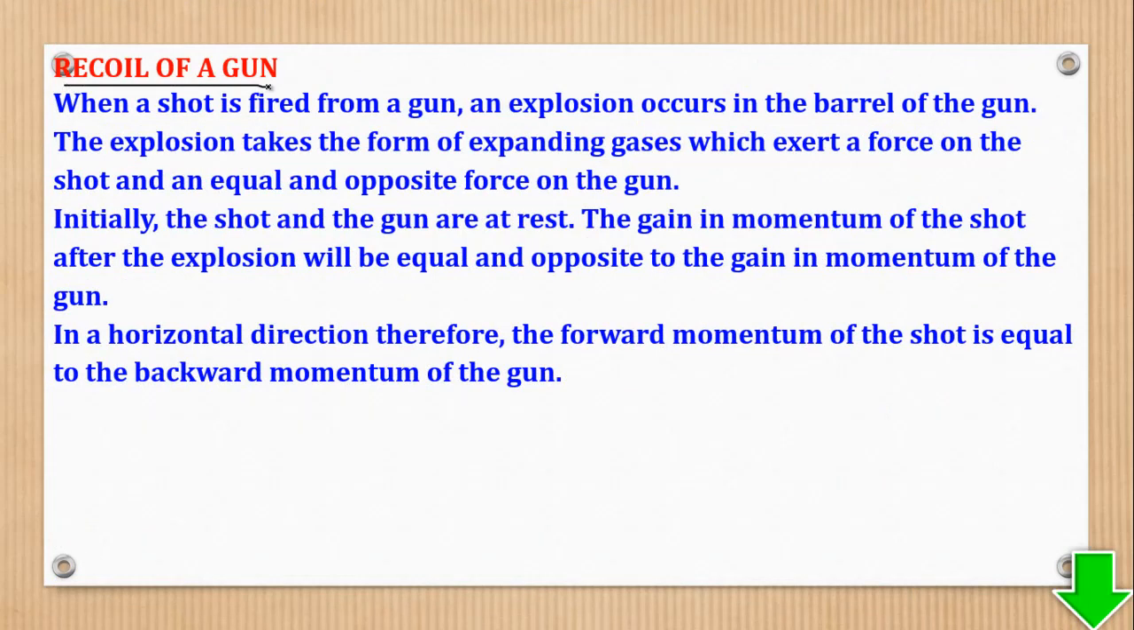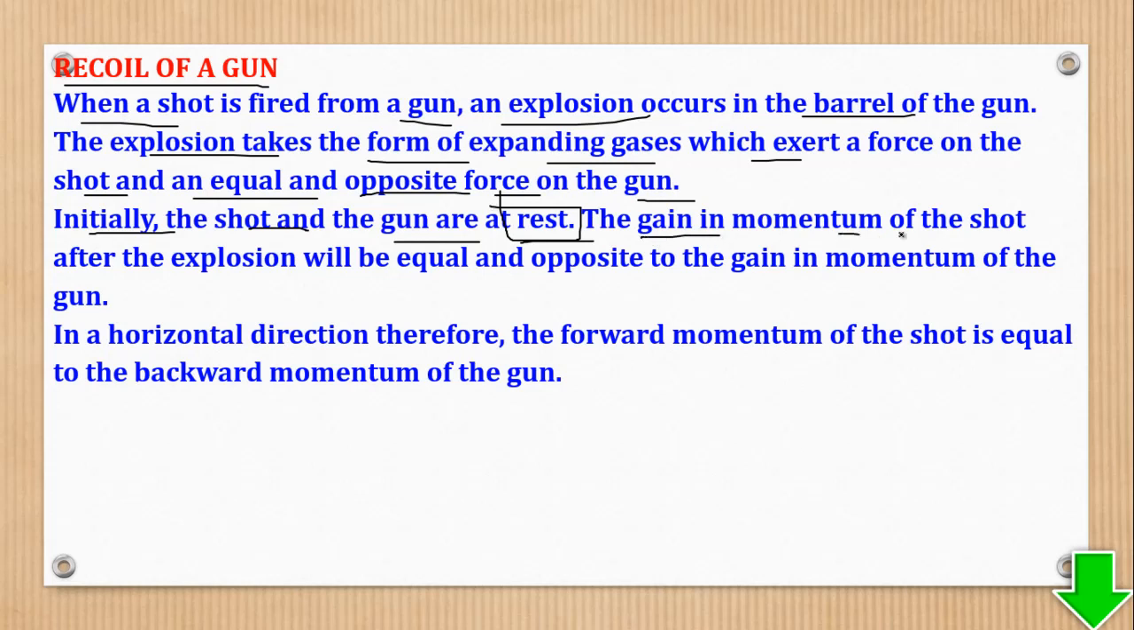Now we're going to what we call recoil of a gun. So when a shot is fired from a gun, an explosion occurs in the barrel of the gun. The explosion takes the form of expanding gases, which exert a force on the shot and an equal and opposite force on the gun. Initially, the shot and the gun are at rest. Note this, meaning momentum before is 0.